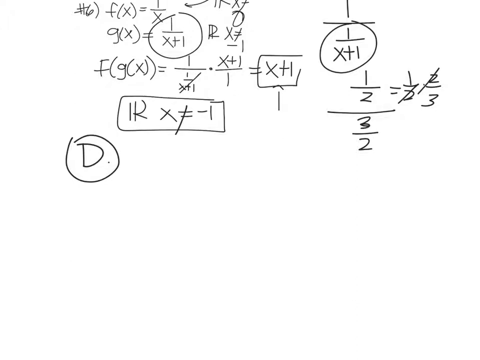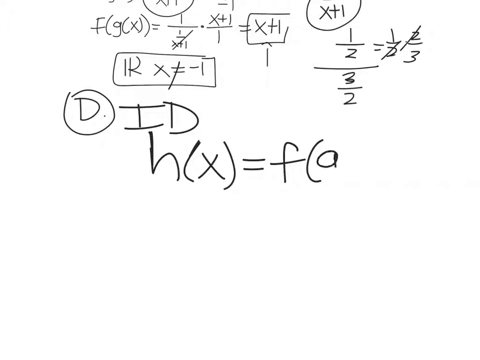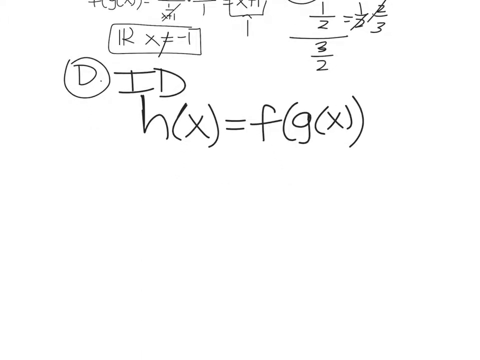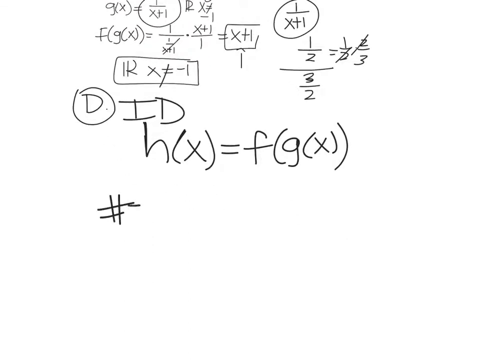Okay, now the last part is to identify the composite function. I only have a couple minutes left. All right, so we have h of x equals f of g of x. Our job is going to be to identify what f of x is and g of x is. So number 7, I'll show you by example.